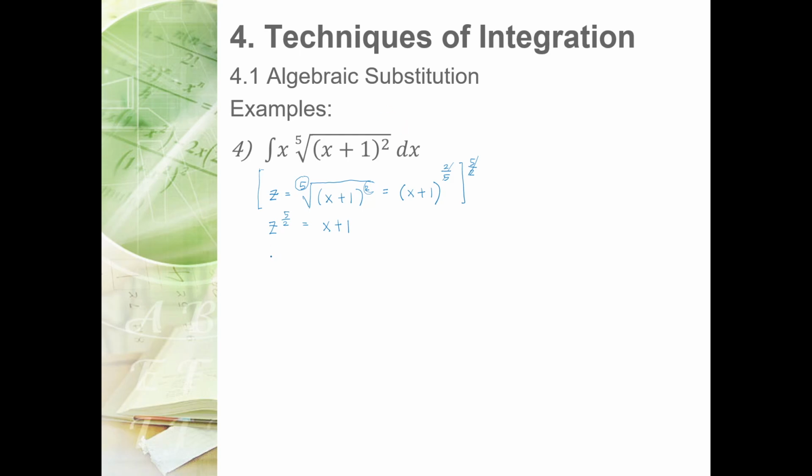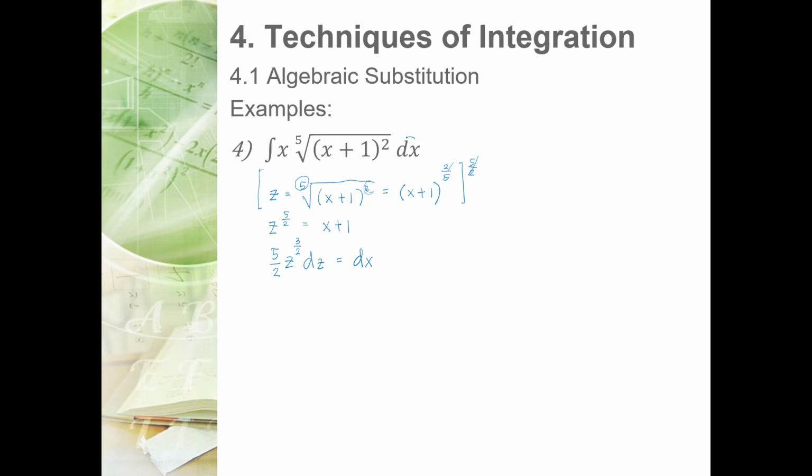Then taking the derivative, bring down the exponent, 5 halves z, 5 halves minus 1 would give us 3 halves, dz. Then the right side would be dx. So I hope by now that you have mastered your fractions, adding and subtracting fractions with whole numbers. So that makes your life easier, right?